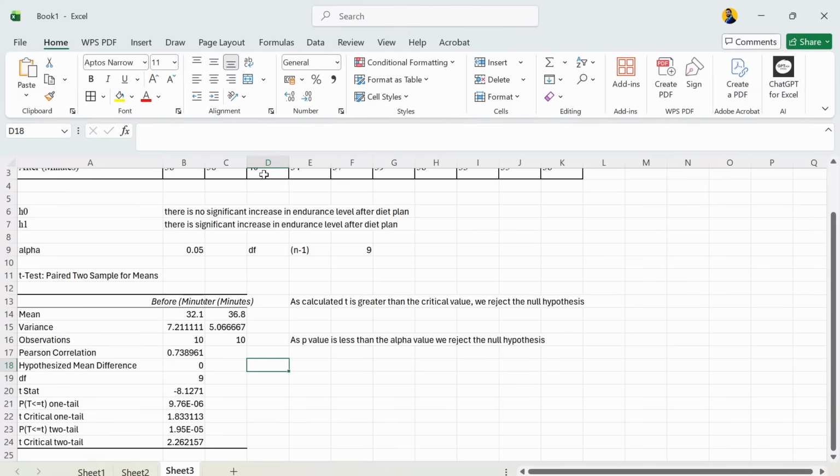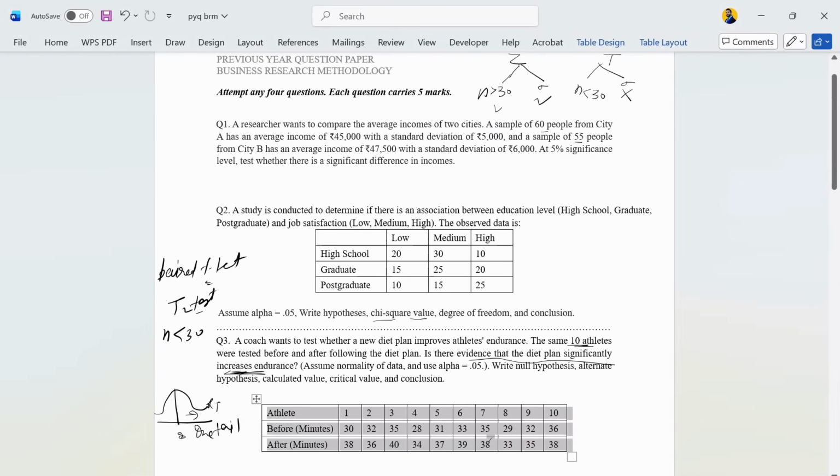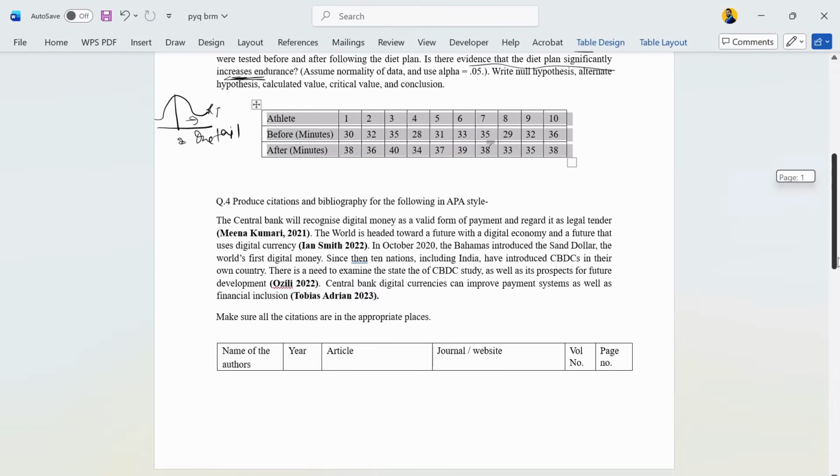Here we simply plot the data, define the null and alternative hypothesis, degree of freedom, alpha, and prepare your table. So this is our question number 3. I hope it's clear. Now we will start with question number 4. So let's move to question number 4.